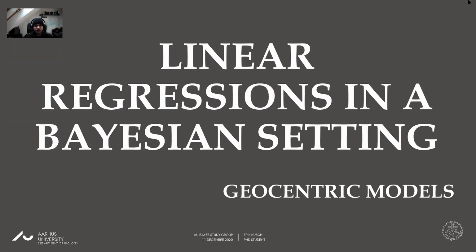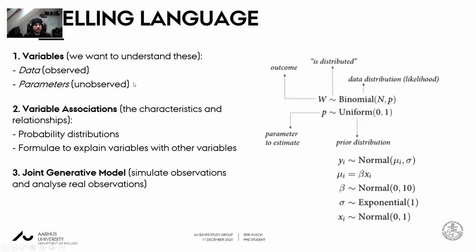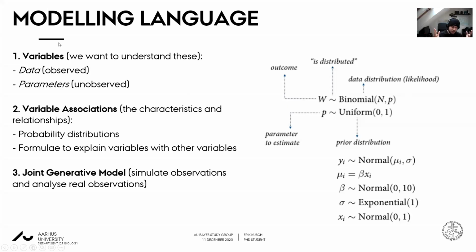Just going to get into the summary here. So today, talk about linear regressions in the Bayes setting. And first thing we get into is the modeling language. This is something I've seen in a lot of papers so far, but I'm really glad that now it's getting explained in this book. So I like how he builds this up from the ground, where the modeling language itself consists of variables and the variable associations, which then funnel into generative models.